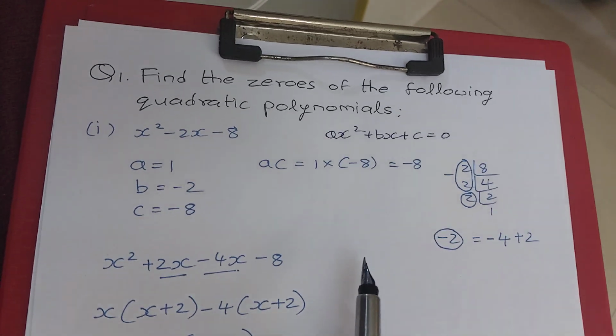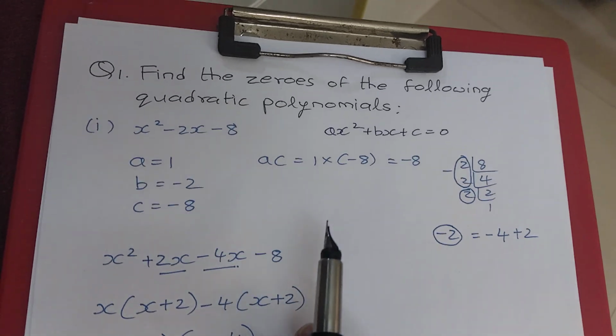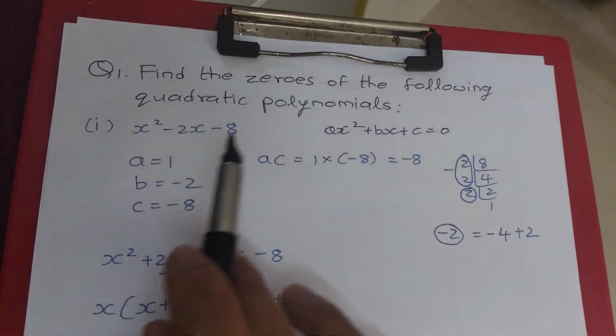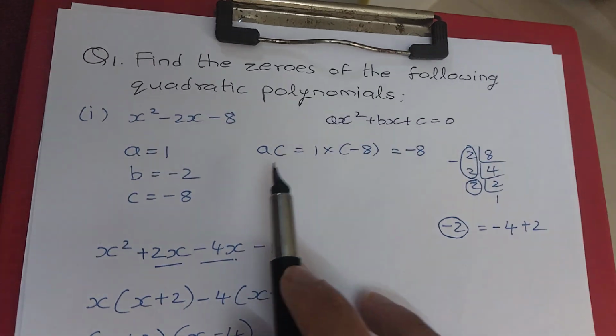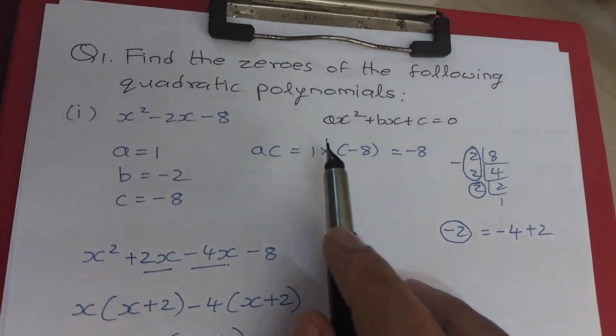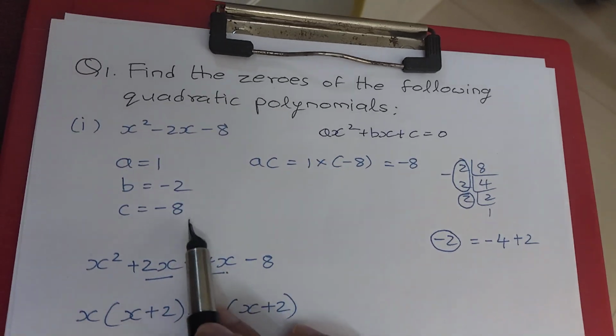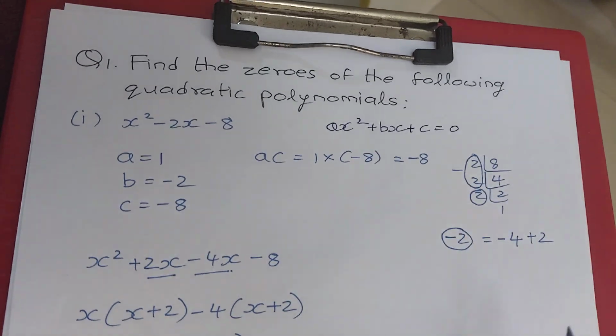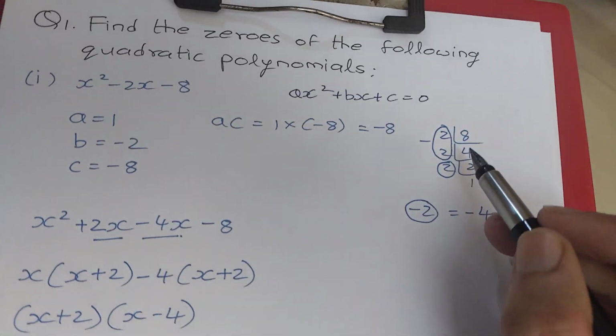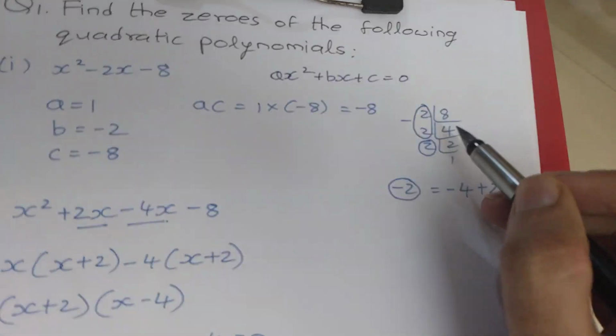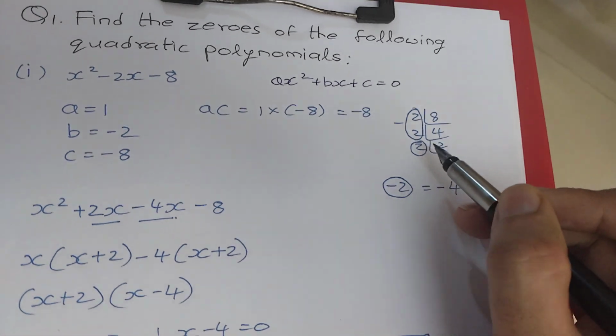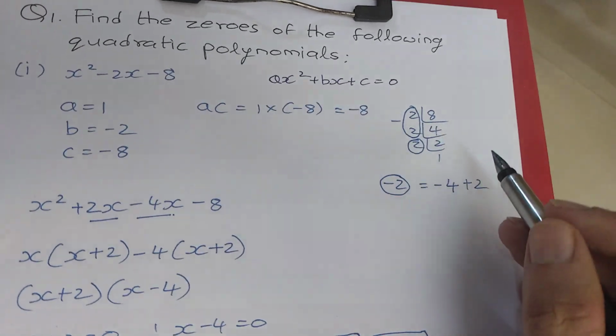Now we find the product of the a and c coefficients. That is the first coefficient and the last one, a and c. So that will give us 1 into -8, which is -8. Now let us factorize -8, or just 8 for that matter. We get 2 into 2 into 2, which will give 8.